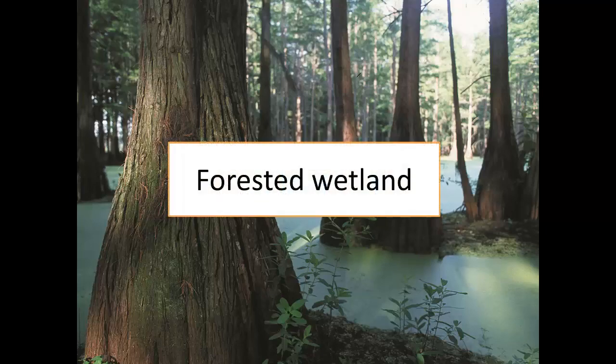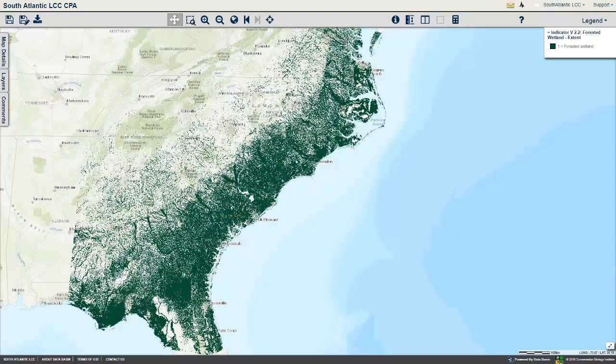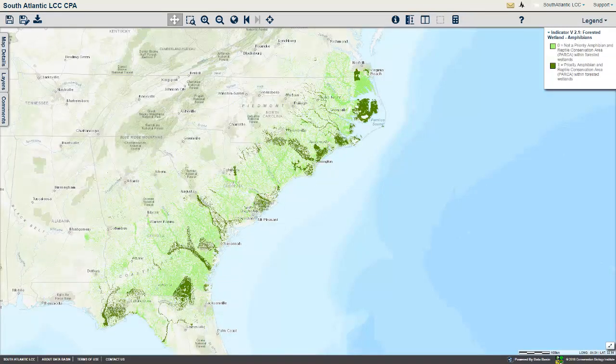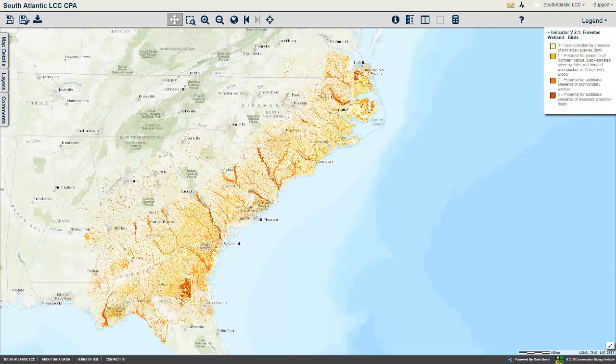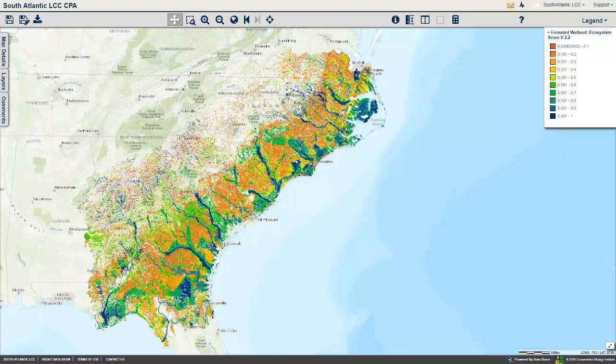On to forested wetland. Forested wetland extent represents the overall acres of forested wetlands currently present in the South Atlantic geography. Forested wetland amphibians draws from the designated Priority Amphibian and Reptile Conservation Areas, or PARCAs, within the ecosystem. Forested wetland birds is an index of habitat suitability for 6 bird species. Then we add all the freshwater aquatic, landscapes, and waterscapes indicators. And we have our forested wetland ecosystem integrity score.